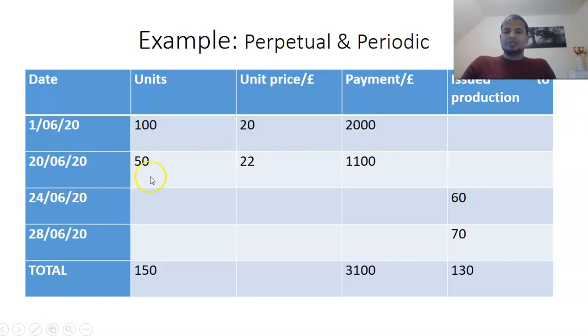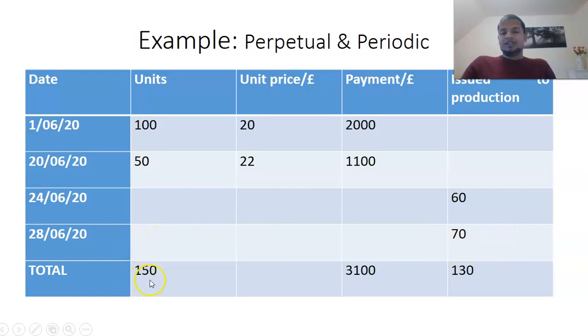On 20th of June, you purchased again 50 units at 22 pound per unit. If you multiply quantity and price, you will get 1,100 that the organization paid to the supplier. And on 24th of June, you have issued 60 units to the production. And on 28th of June, the company issued 70 units to the production process.